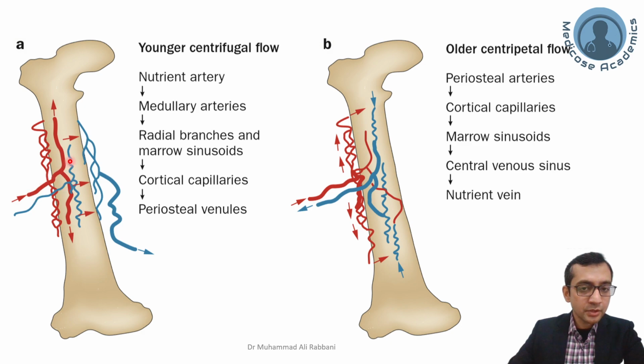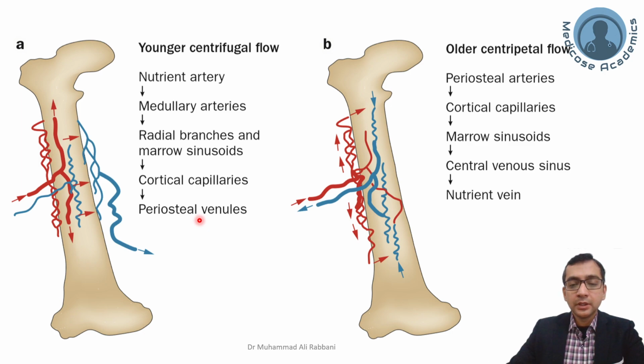So the blood enters to the center of the bone, it expands the cortex and goes outside through the surface. So it is going from center to peripheral. This is known as centrifugal flow. Usually in a young person, this is the direction of the blood flow. So nutrient artery, medullary arteries, radial branches, cortical capillaries, periosteal venules.